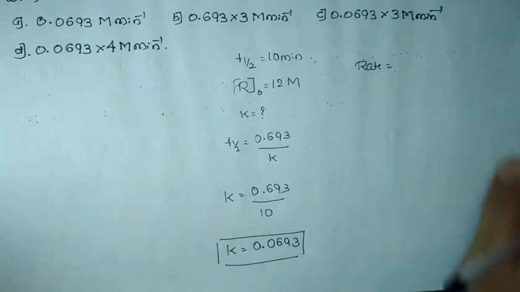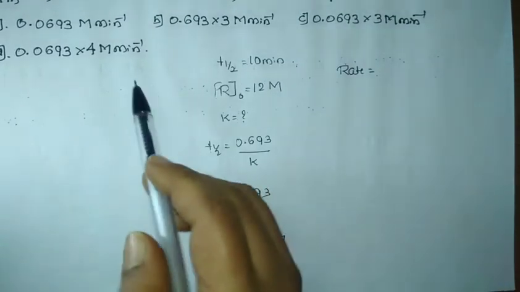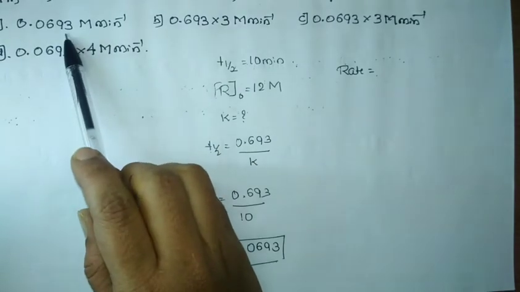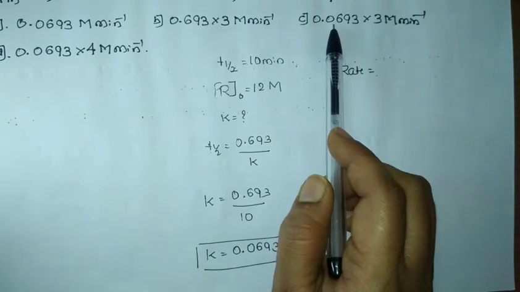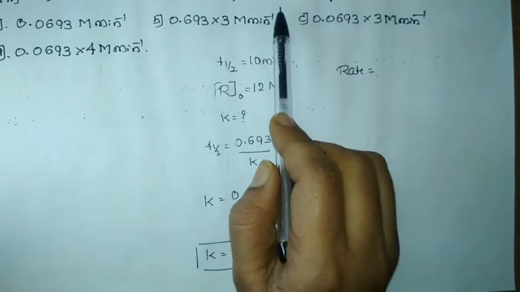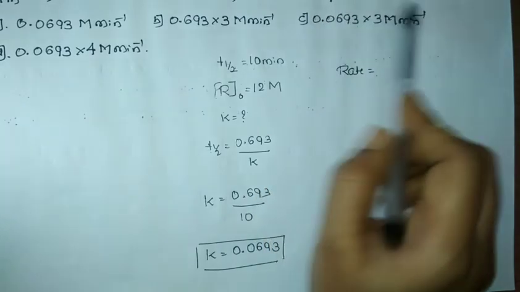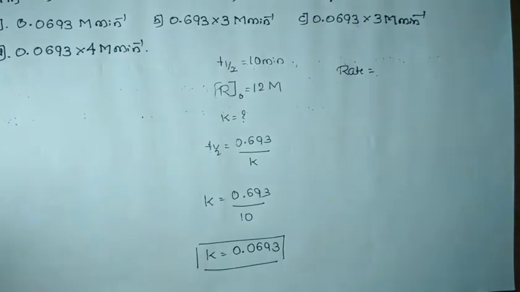Yes. Now just observe here. When I got the K value, you could observe the options. 0.0693 is there, 0.693 into 3 is there, and 0.0693 is there. What do you need to find out? The rate after 20 minutes you need to find out. The rate after 20 minutes means quite simple.